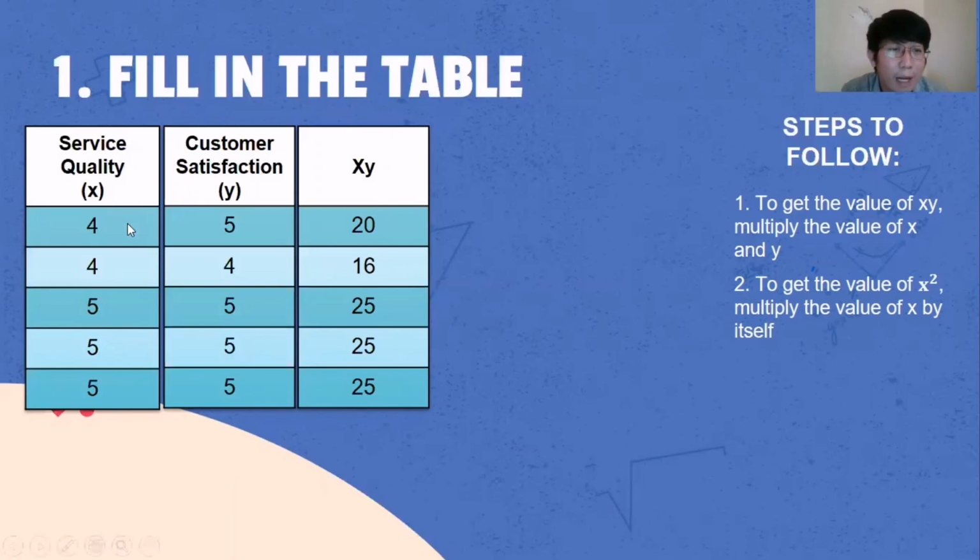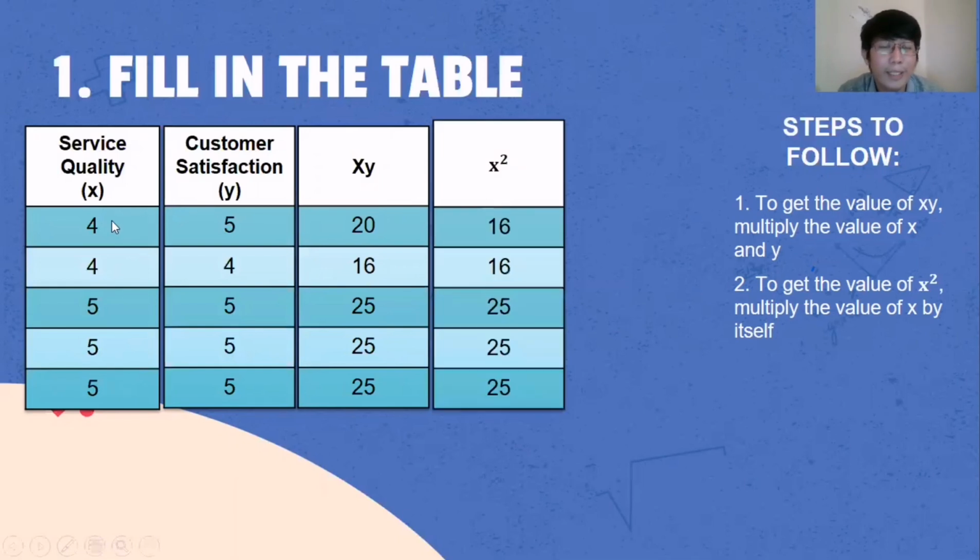Next, to get the value of X squared, multiply the value of X by itself. So these are the values of X. We just need to multiply the values of X by themselves. First, 4 times 4, 16. 4 times 4, 16. 5 times 5, 25. 5 times 5, 25. 5 times 5, 25. That could be the next step.